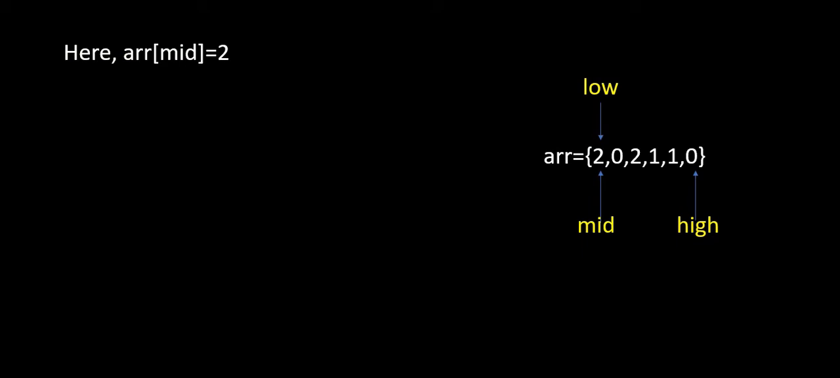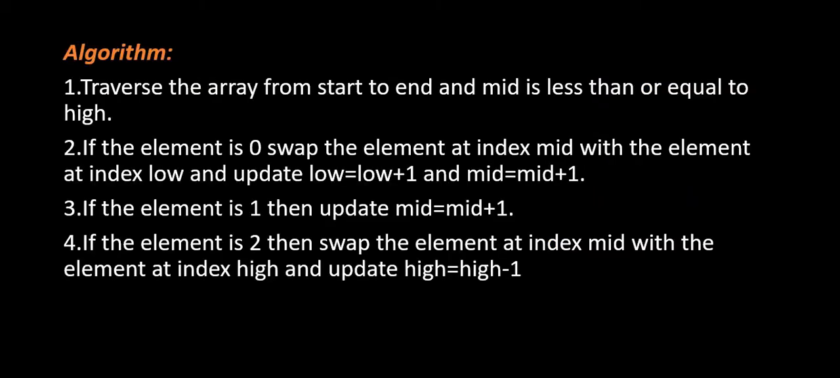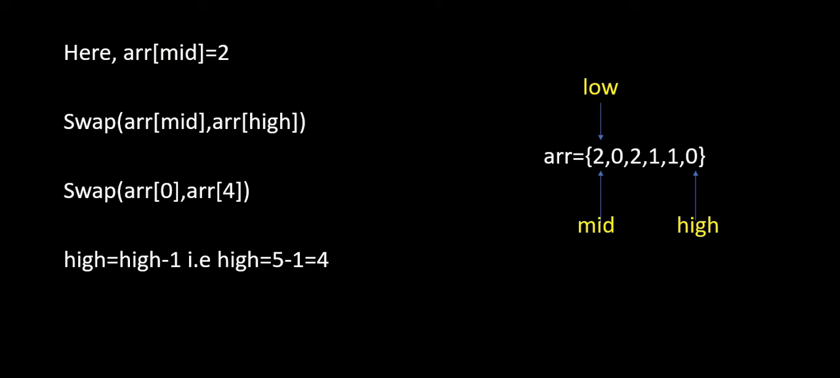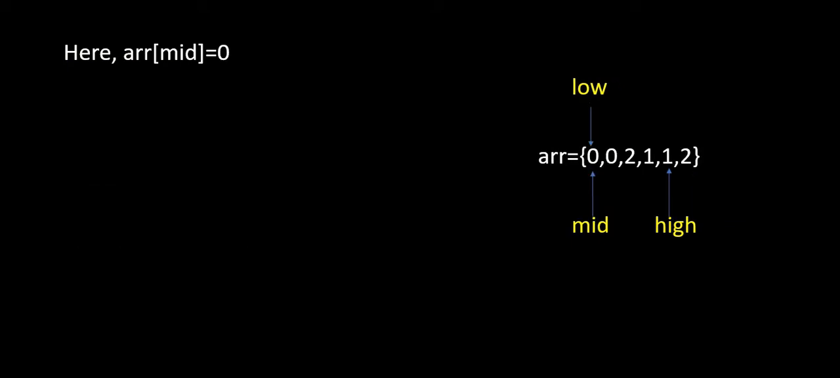Now we'll see an example. Here we have the element at index mid is 2. So from the last point we can see if the element is 2, then swap the element at index mid with the element at index high. So we are swapping the element at index mid with the element at index high, that is array 0 will be swapped with array 4. And then we'll update our high, that is we'll decrement our high by 1, that is high will become 4. Here you can see in the diagram we have swapped 2 and 4 and then we have decremented the high pointer.